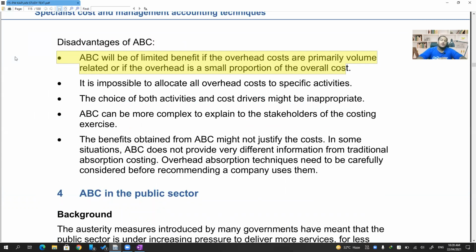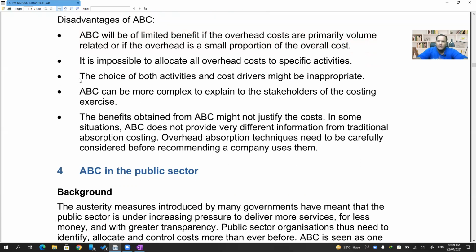ABC works only when you have many overheads of different natures, and all of them have different absorption rates or cost drivers. If all of them are dependent upon labor hours or machine hours, ABC and absorption costing will both give you very close answers. So you don't need to do too much work if the majority of your components depend upon volume or labor hours or machine hours.